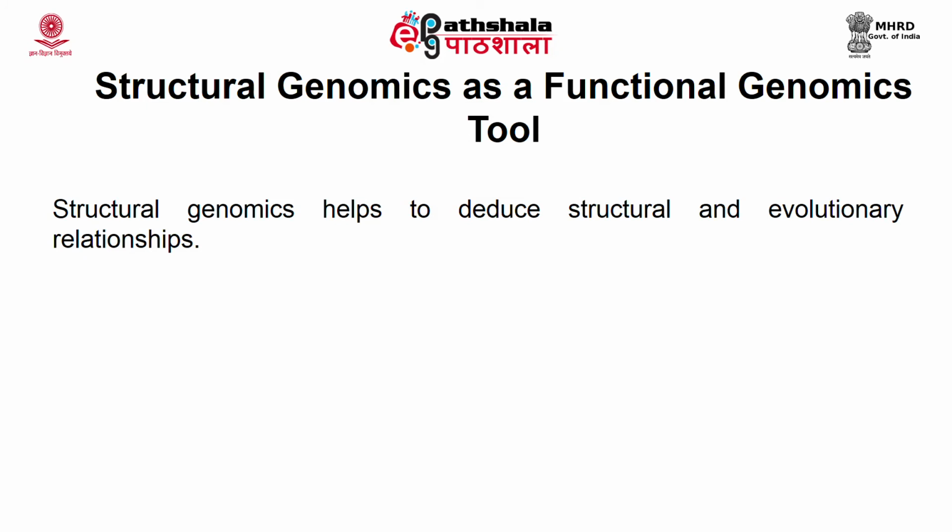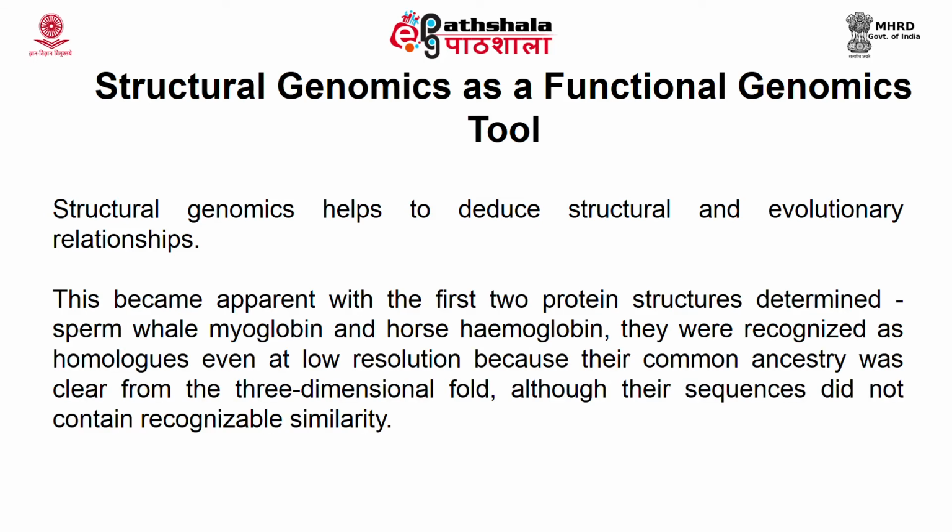Structural genomics helps to deduce structural as well as evolutionary relationships. This became apparent with the first two protein structures being determined, sperm whale myoglobin and horse hemoglobin. They were recognized as homologs even at low resolution because their common ancestry was clear from the three-dimensional fold, although their sequences did not contain any recognizable similarity.